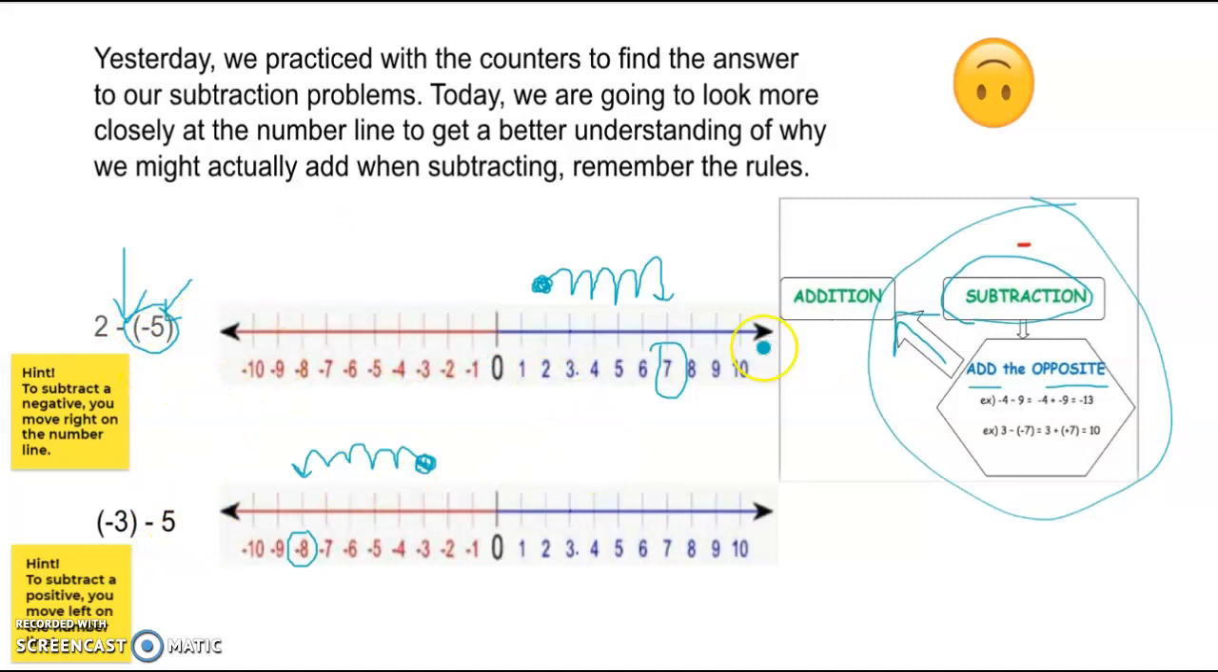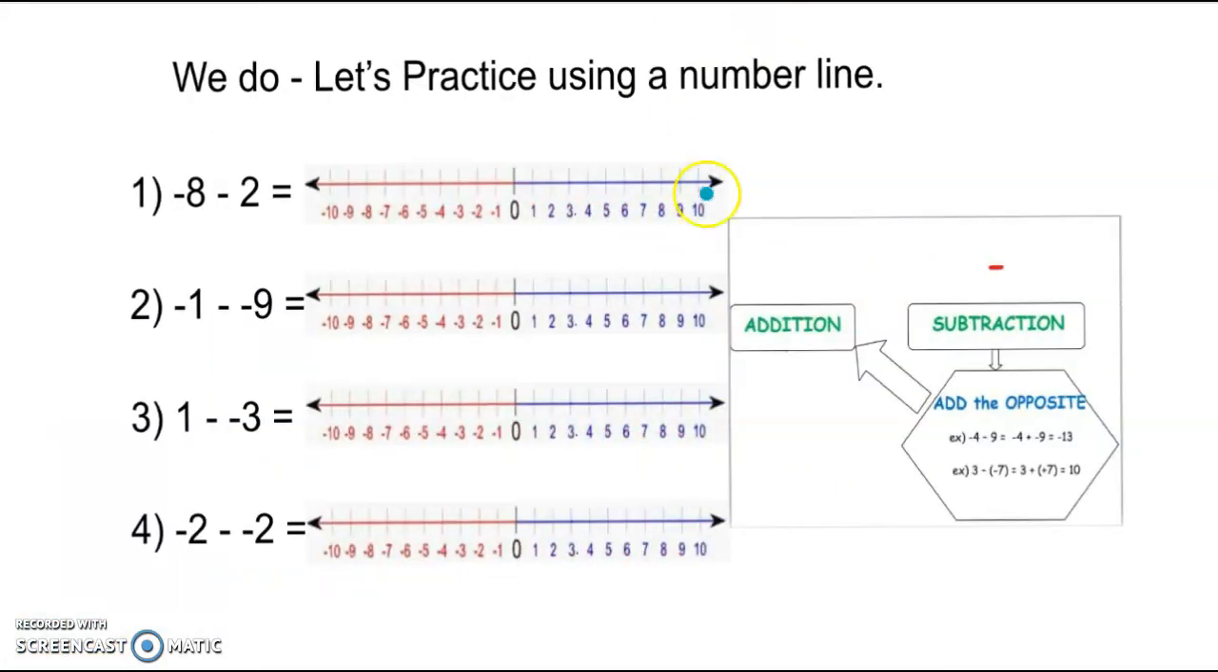So notice how we're adding the opposite on each one. So that was a negative 5, but we moved right. This was a positive 5, but we moved left. Okay, so let's keep moving on. Here are some practice problems. We're going to do these together, so just 4 simple ones. Let's start at negative 8. And remember, we are taking away a positive number, which means we become more negative. So we're going to move to the left 2 units. So my answer for number 1 would be negative 10.